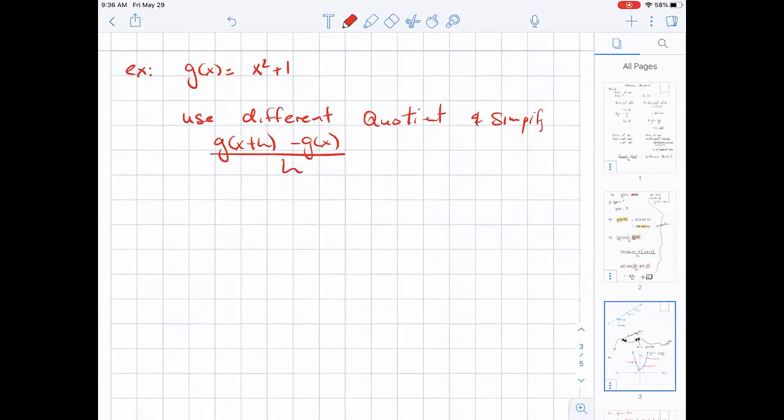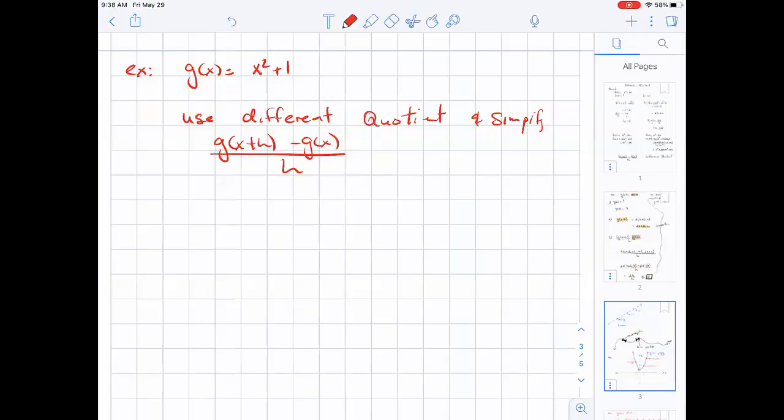You can't do this in your head. You need a pen and paper. Please, guys, get pen and paper anytime we have lecture, okay? So give me the value of the difference quotient when g of x is x squared plus 1. What is the difference quotient equivalent to? Work it out. Take a minute.